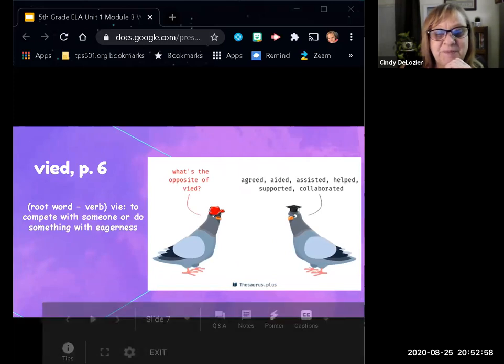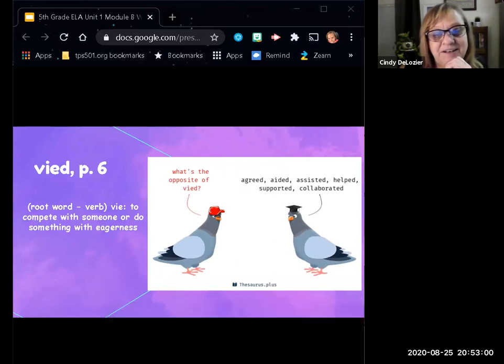Our next word is vied. It's going to be located on page 6 of our text. The root word is a verb, and it means to compete. We're hearing the words competition, compete, and competing a lot. Wonder if that has anything to do with our text.